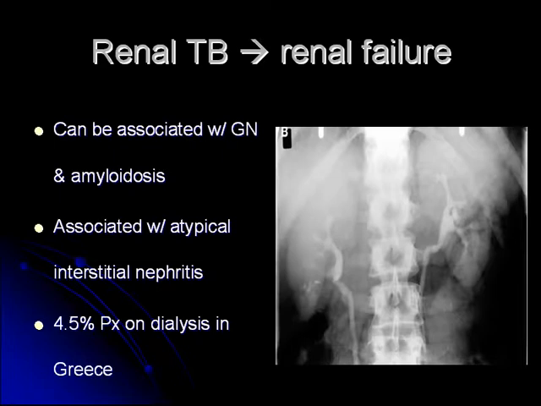TB can also lead to acute renal failure. It can cause glomerulonephritis and amyloidosis, which leads to renal failure. In some parts of the world, this is common. In Greece, somewhere around 5% of patients on dialysis are on dialysis as a result of having TB glomerulonephritis.